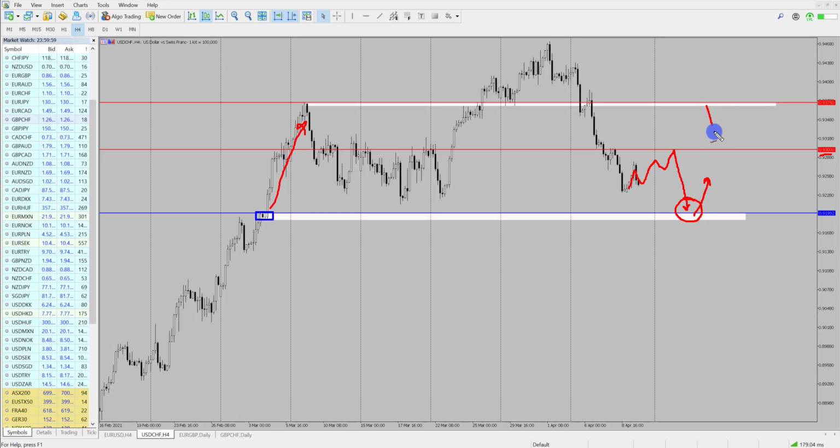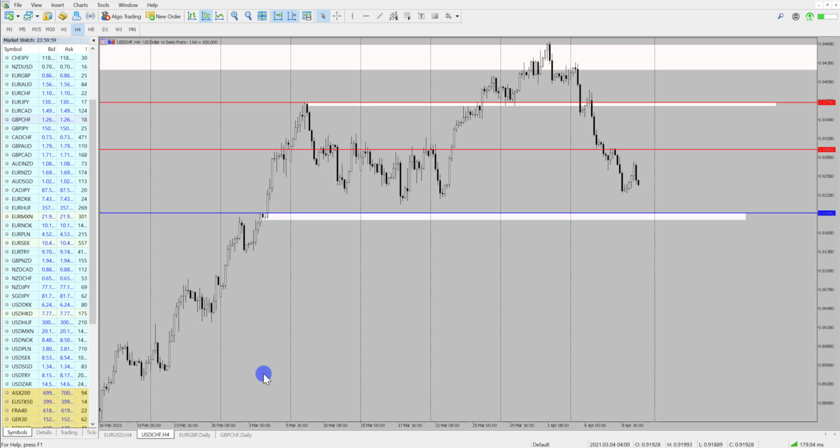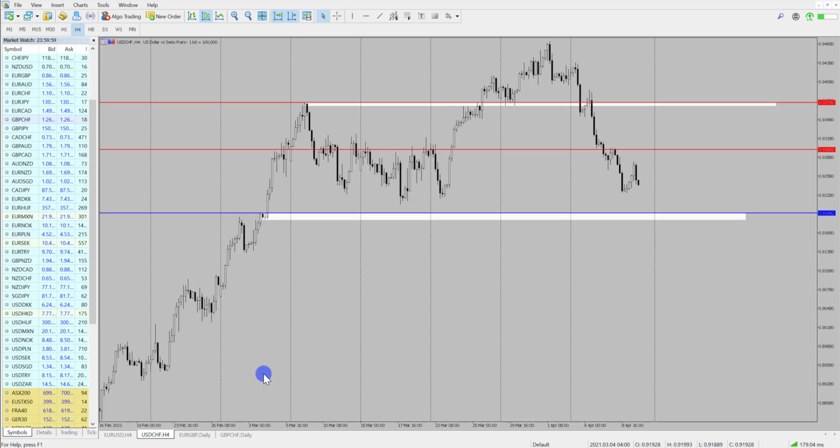Alternatively, I would like to see selling coming back in at 0.375. Okay, that's the kind of area I do like on dollar Swiss. Now that actually leads me to looking at the strong against the weak currencies. So we know pound's weak, Swiss franc is strong.